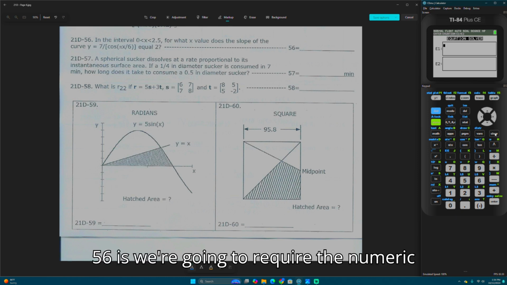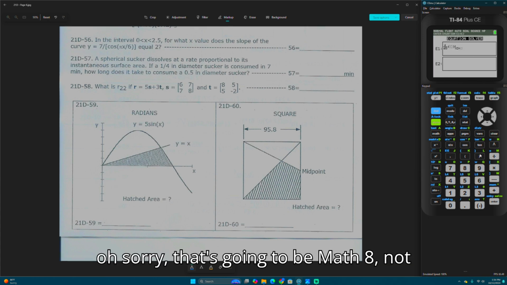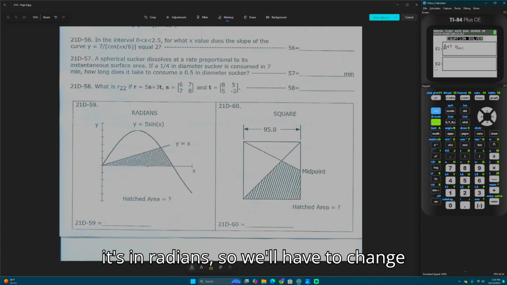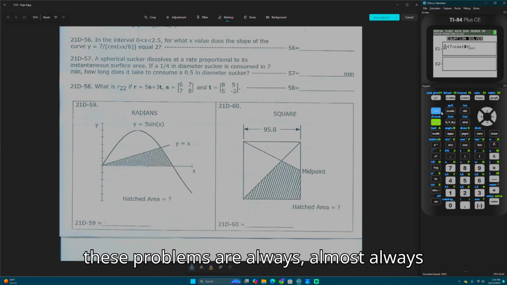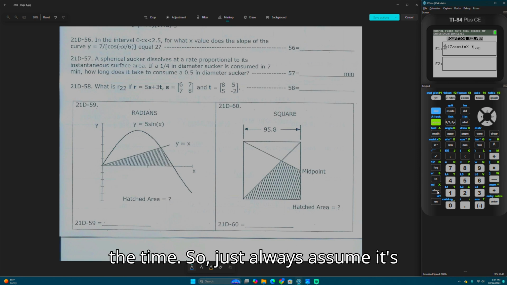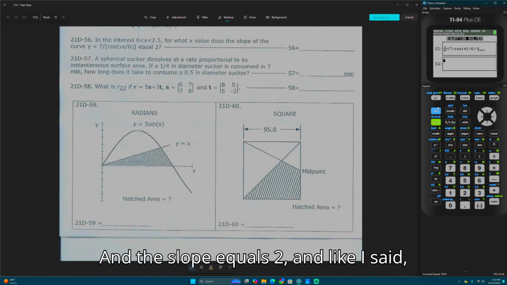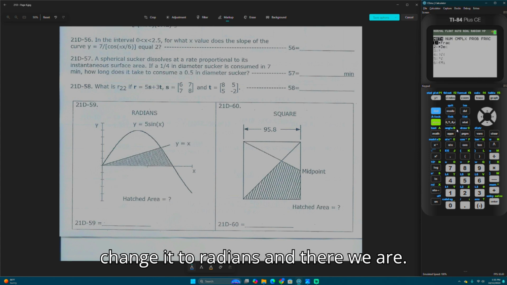Number 56, we're going to require the numeric solver again. Oh, sorry, that's going to be math 8, not math 9. So it's a slope problem. We're asked when the slope of this line equals 2 in that interval. I think it's radians. I'm pretty sure it's in radians, so we'll have to change that. These problems are almost always in radians, even if they don't say it all the time, so just always assume it's in radians unless you're told otherwise. And the slope equals 2. Change it to radians, and there we are.